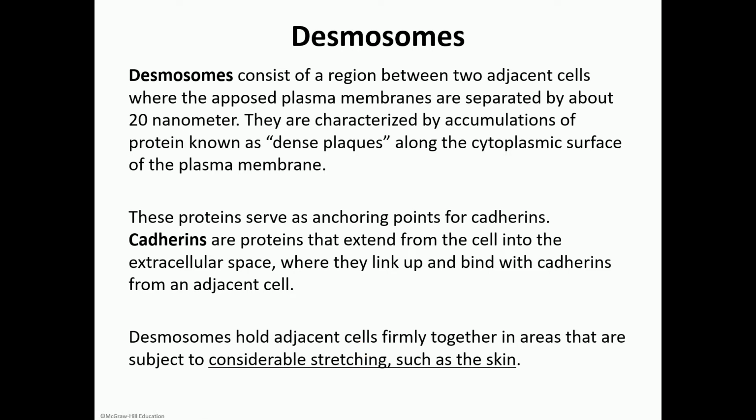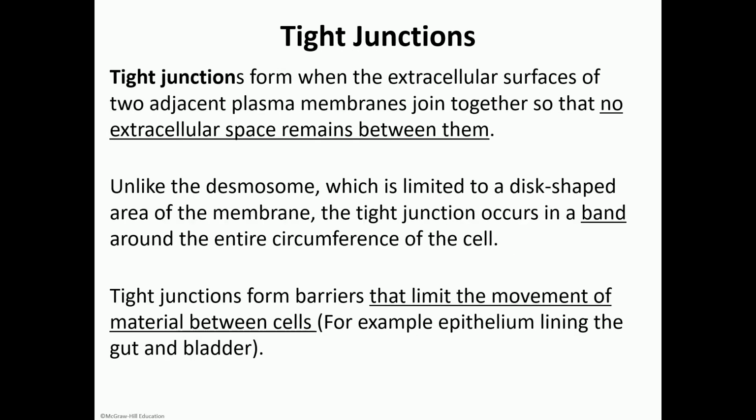And you'll find desmosomes in areas, again, that need that stretch and that flexibility. For example, the skin. For tight junctions, we find these where some areas do not have any extracellular space in between the cells. Again, it's like you've sewn the two cells together at certain spots. And tight junctions are going to make barriers that prevent the movement of things between cells. So again, you'll find them in places where you want to prevent any leakage, for example, the urinary bladder and in the gut.